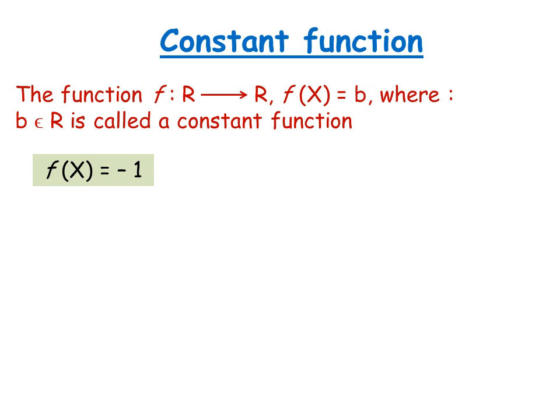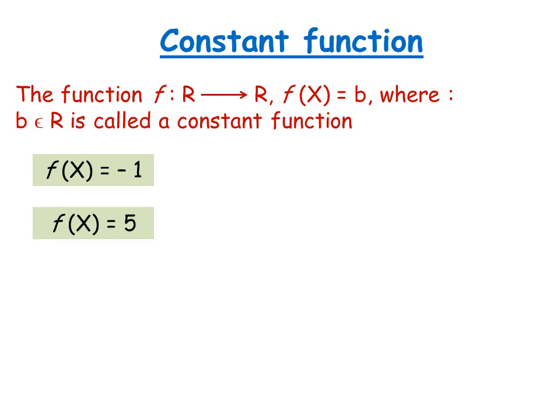If I put here x equals 0, then the function of 0 equals negative 1. f of 1 equals negative 1. f of 2, negative 1. f of 1 million, negative 1. f of 1 billion, negative 1. f of whatever equals negative 1. So, however x changes, its image will be constant, negative 1. So, I called it constant function.